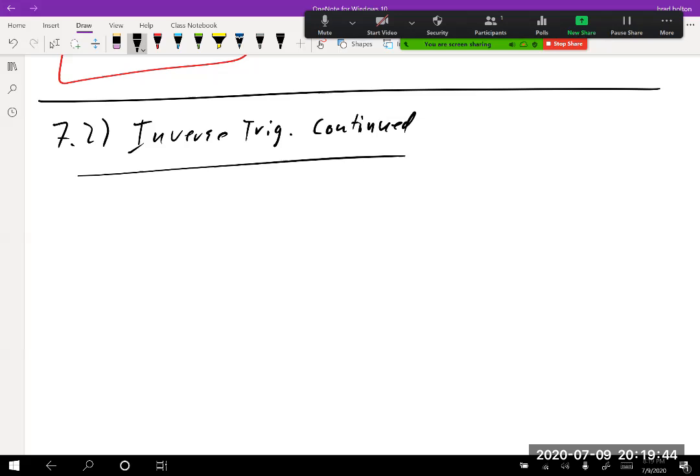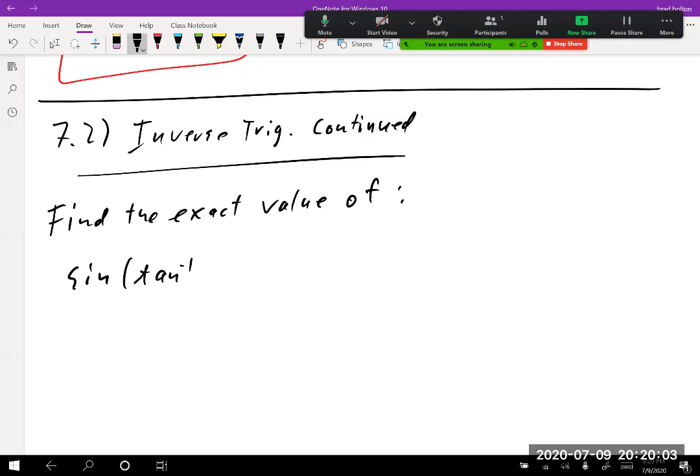Let me see here. So I want to find the exact values of sine of the tan inverse of 1/2. Okay, so here's how you set this up. Remember, this is theta. So I'm going to say that tan inverse of 1/2 is equal to theta.